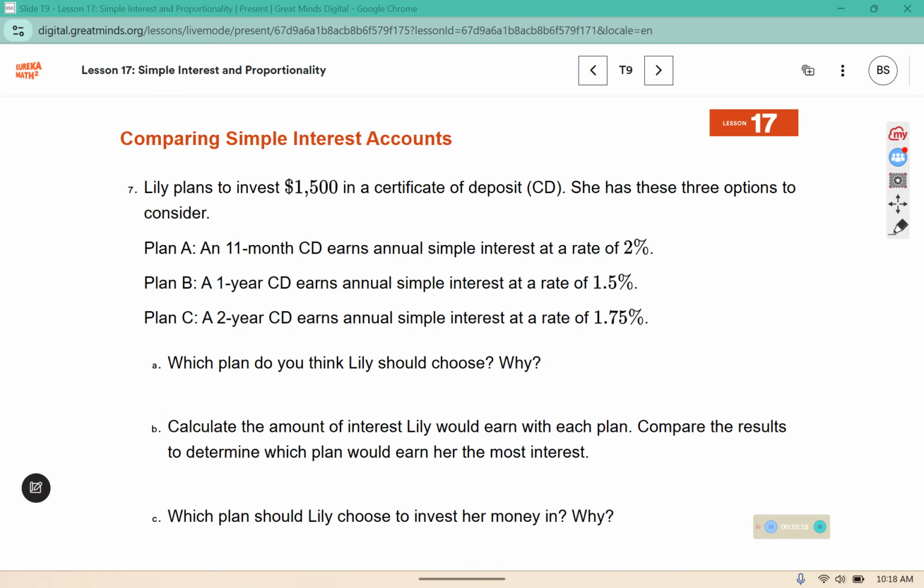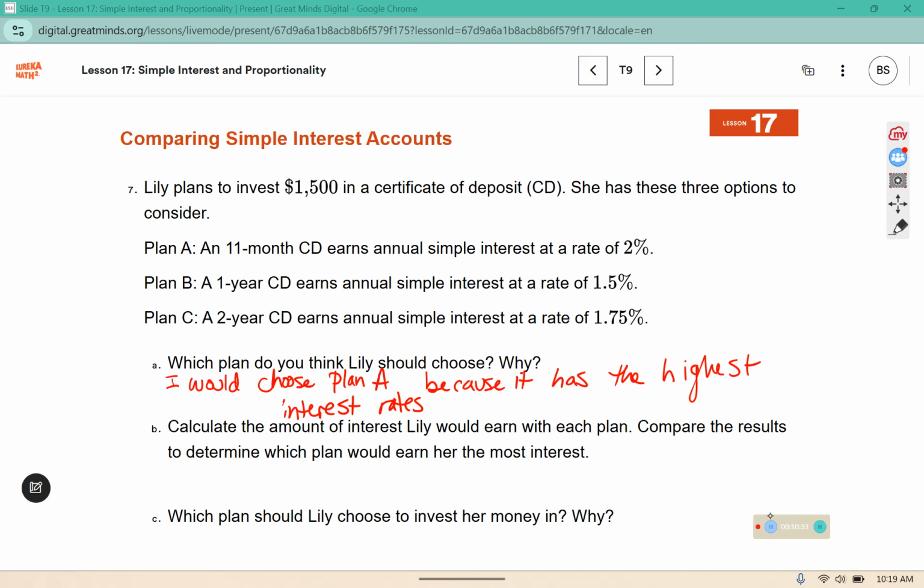Well, the 11-month CD has the highest interest rate, so that would mean she would earn the most in that amount of time. But you might also consider that the longer you leave your investment, the more money you earn. Now, a high interest rate on a loan is a bad thing, because that means you owe the other people more money. But a high interest rate on a savings account or a certificate of deposit is a good thing because the bank is paying you the money.